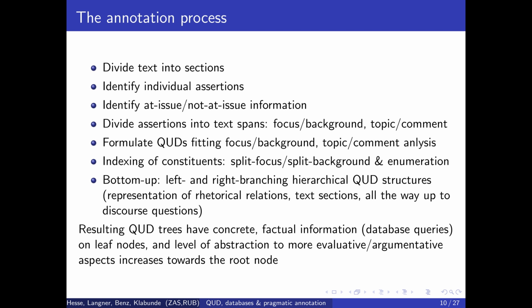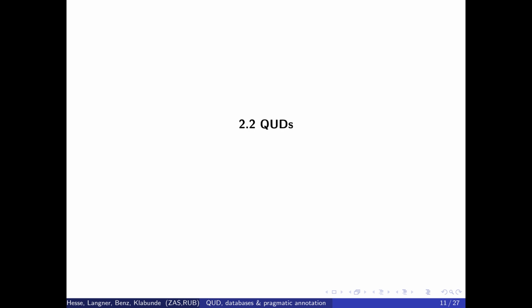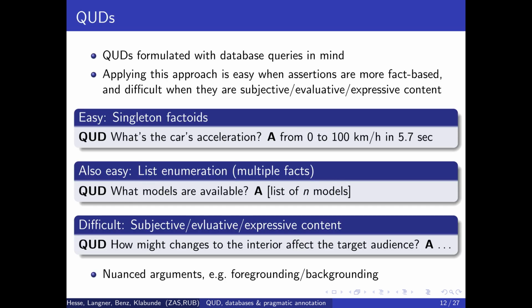And the resulting QUD trees have concrete factual information which can be translated to database queries on leaf nodes, and the level of abstraction increases as you go up in the tree towards the root node, right? Because higher up in the tree you get the more evaluative, more argumentative QUDs. So the key thing for us, obviously, because we want to do NLG, the QUDs need to be formulated with database queries in mind. And there's different levels of difficulty, obviously, here, depending on the kinds of assertions and how complex those assertions are. So a very simple case is just a single fact.